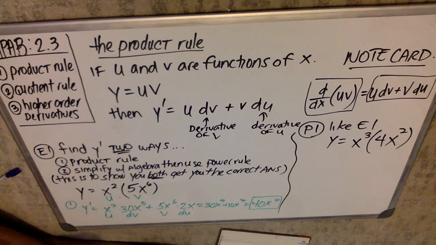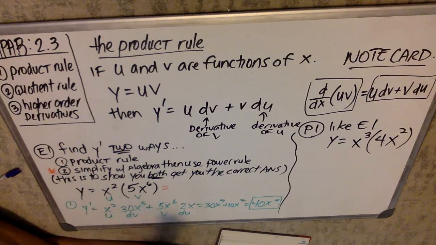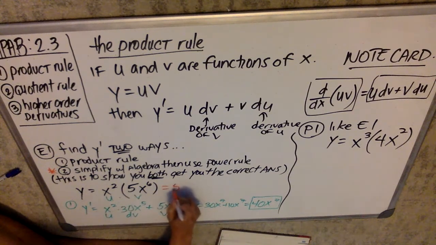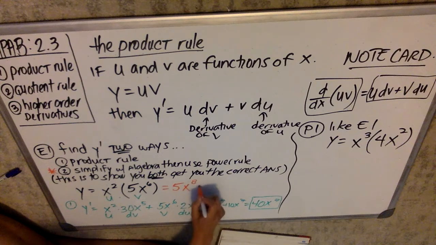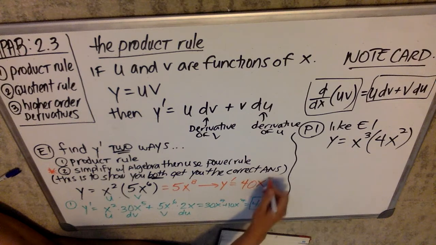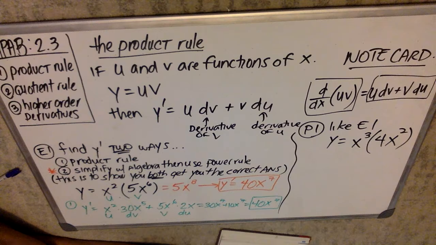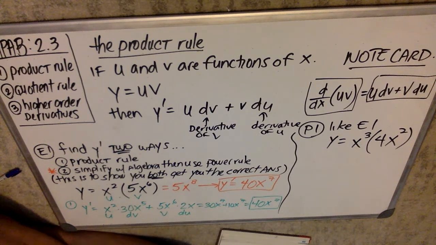Now my option 2 was to clean this up algebraically first and then differentiate. If I clean this up, this is just simple multiplication, so I get 5x to the 8th. Now when I differentiate, I drop the 8 down in front to get 40x to the 7th. And you'll notice it's the same answer. To be 100% honest, I would not do the product rule for this problem, because if you can simplify a product, it's probably easier to simplify using algebra and then just differentiate. But after E1, P1, that's not going to be a choice.